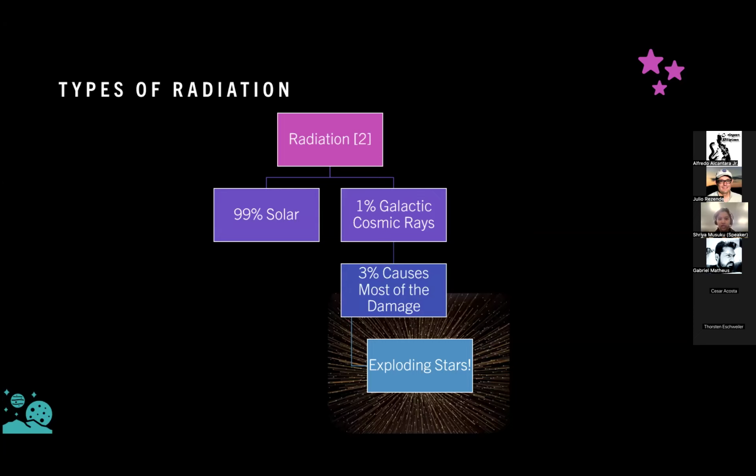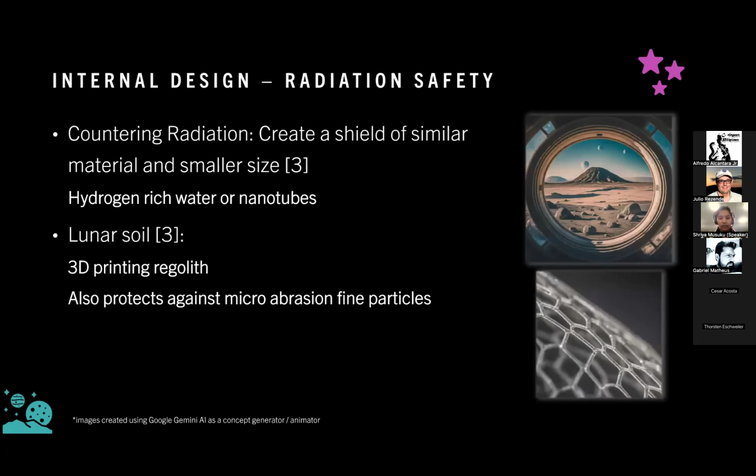Well, we have several types of radiation we're dealing with. So 99% of radiation is solar, and 1% are galactic cosmic rays. Of that 1%, 3% cause the most damage because they are literally particles from exploding stars. How cool is that? To me that is quite awesome, in the sense that yes, there's something bad about radiation, but this is star particles that we're being affected by. And I think that's something beyond us in a way that is very hard to explain. But now, how do we tackle that?